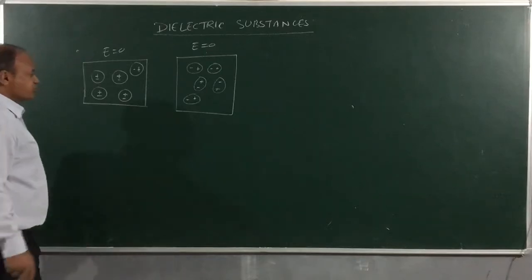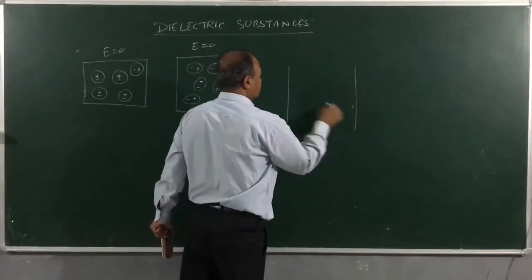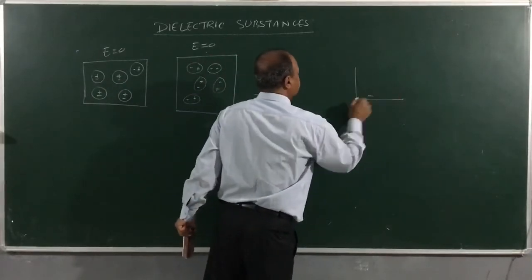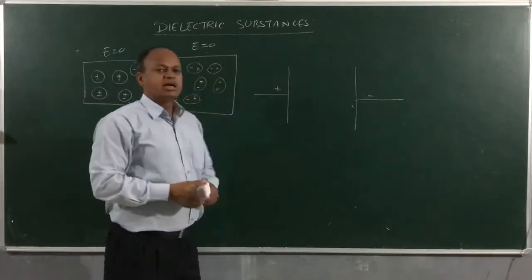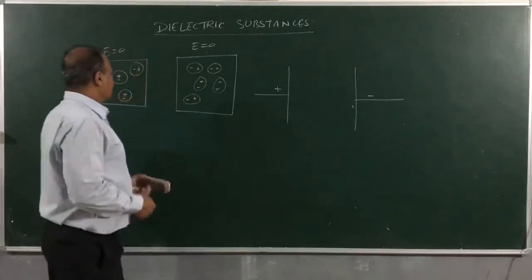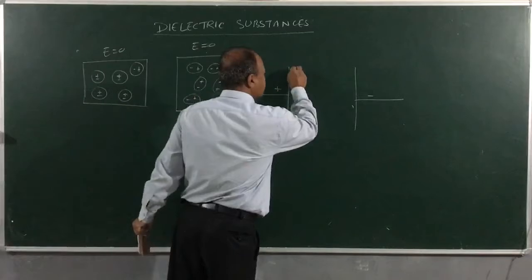Let's consider this situation. If I apply an electric field, for example, I am applying an electric field within two plates. This plate is positively charged and this plate is negatively charged. So imagine a situation in which I put either this or this. So what happens? This is the dielectric slab.